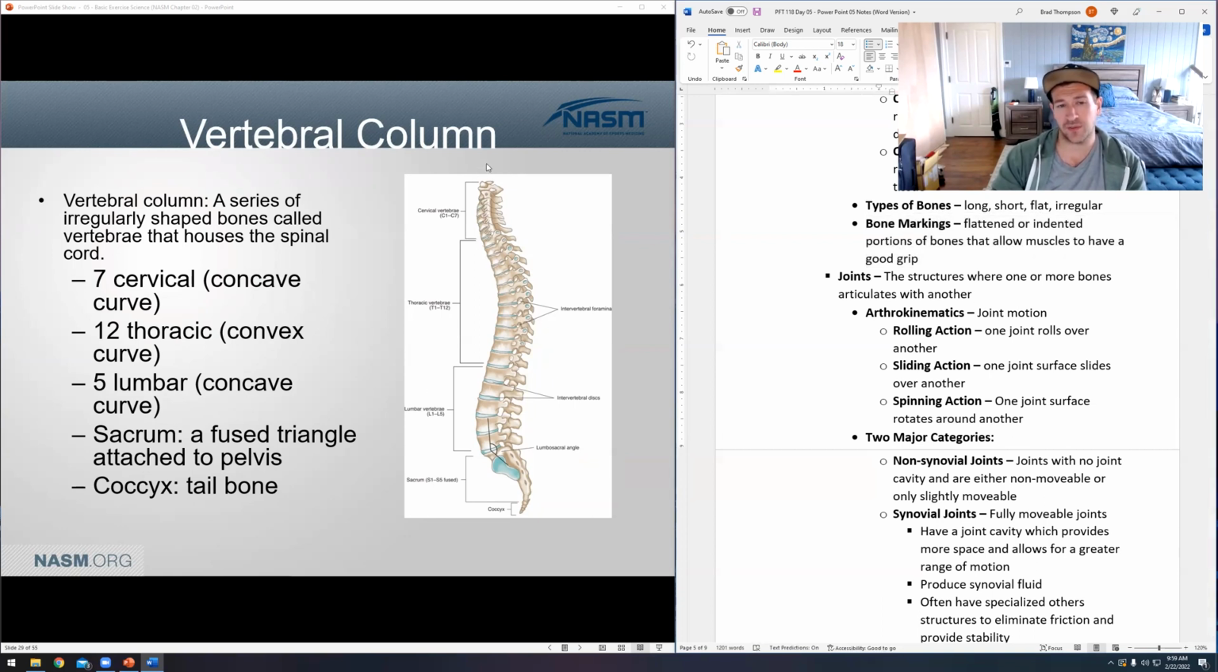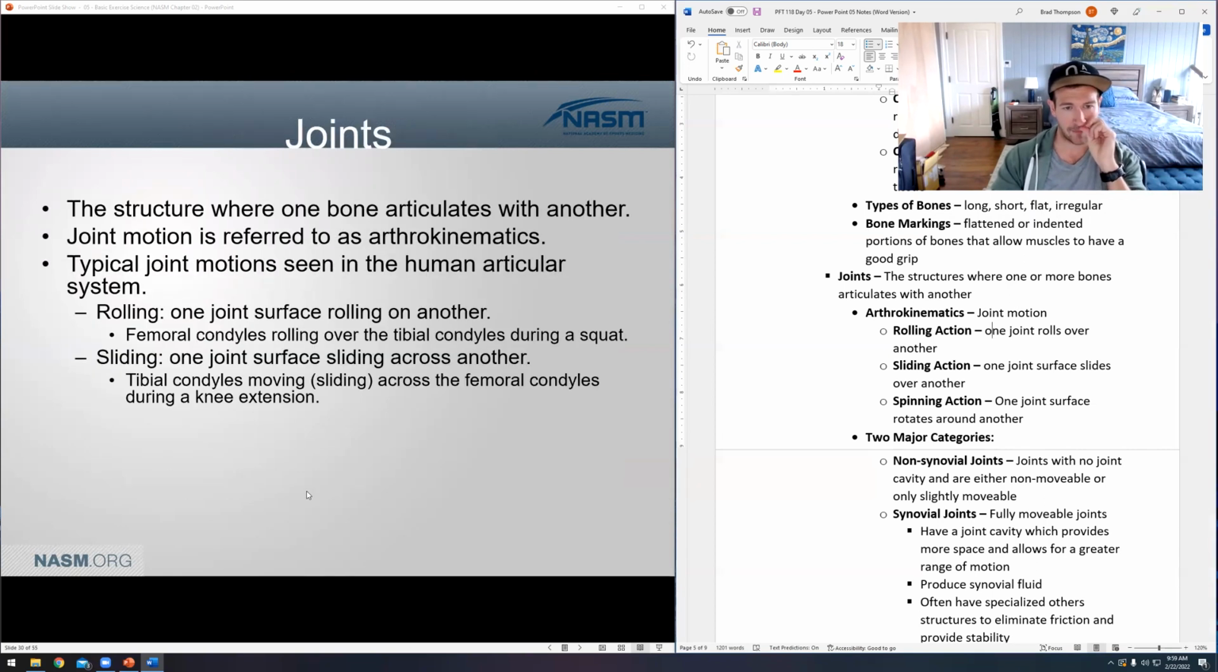We got different sections of our vertebrae. You can see the cervical, thoracic, lumbar, and then you get your sacrum and coccyx down here. And that's where all of those peripheral nerves are sort of branching out from.